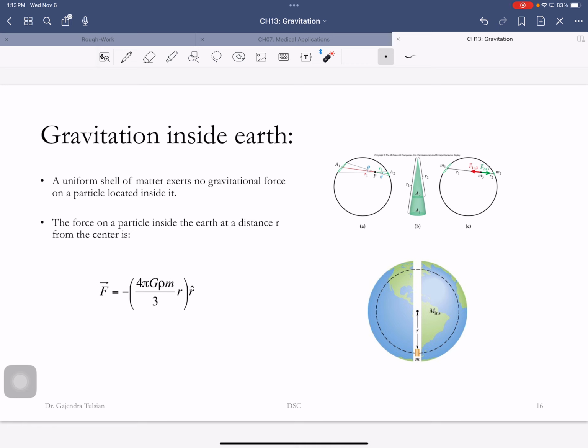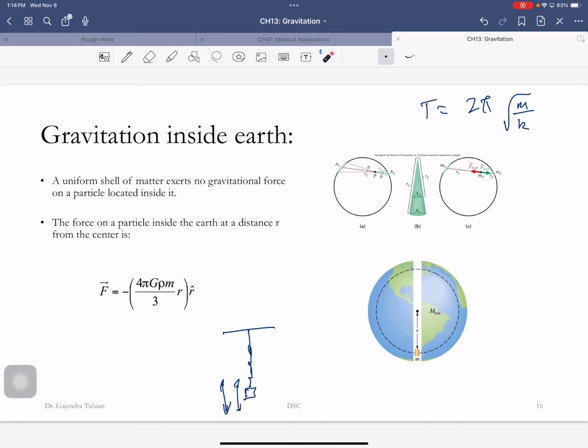You guys did this experiment when you attached a mass to a spring and you set it in oscillation. It oscillates with a period related to the spring constant. The period was 2 pi square root of m divided by k. It executed a simple harmonic motion.